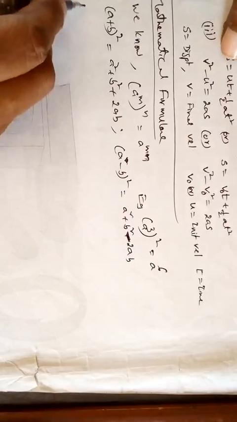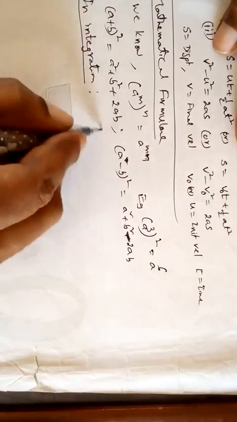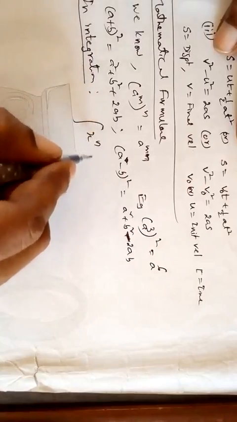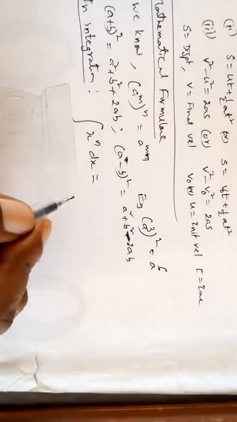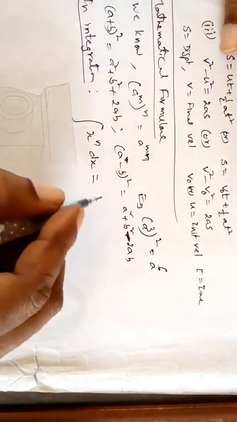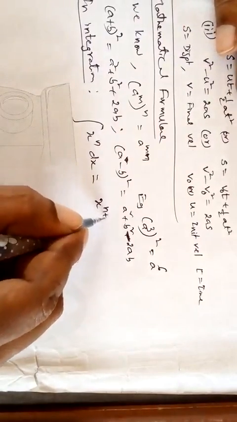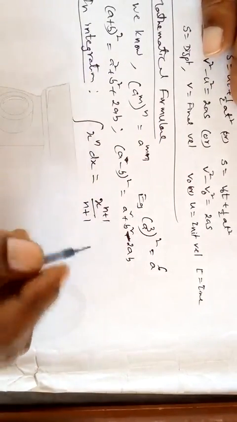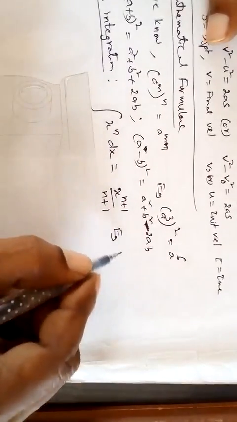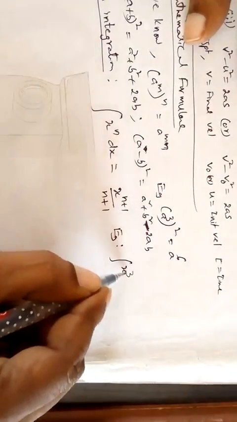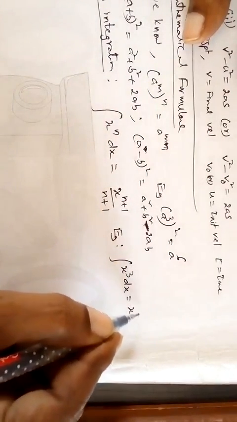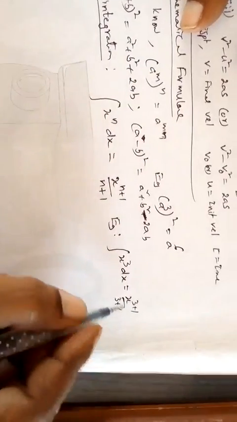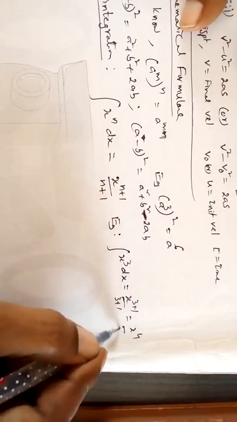Next, in integration we are using some formulae. What are the formulae in integration? Integral x raised to n dx is equal to x raised to n plus 1 upon n plus 1. For example, integral x cube dx is equal to x raised to 3 plus 1 by 3 plus 1, that is, x raised to 4 by 4.